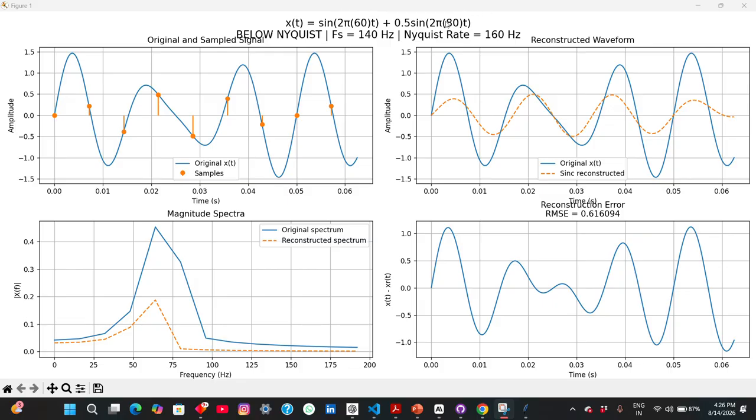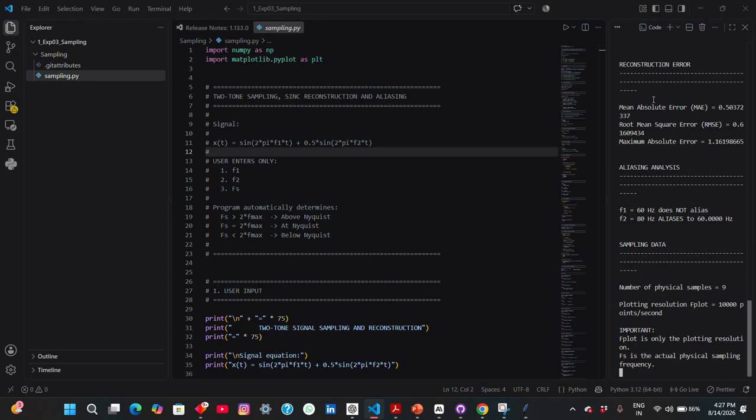We took F1 equal to 60 Hz and F2 equal to 80 Hz. So our Nyquist rate is 160 Hz, but we take a sampling frequency of 140 Hz. So it is below the Nyquist rate, so it is undersampling. We can see this is the original signal and this is the reconstructed waveform. The signal should be like this, but we will get in the output something like this. So this is the distortion or noise. This is the undersampling case.